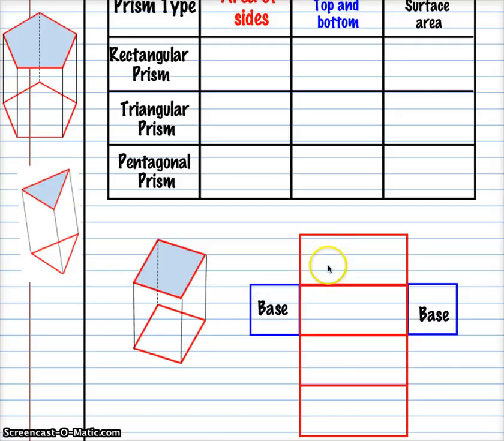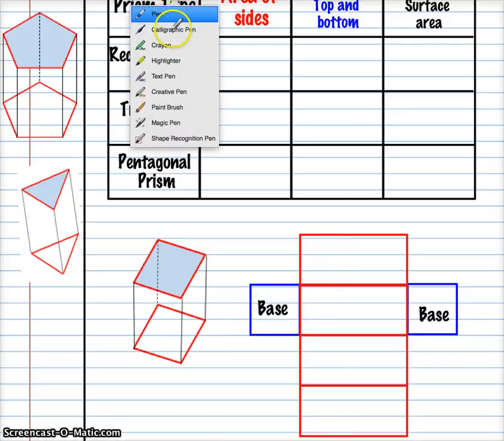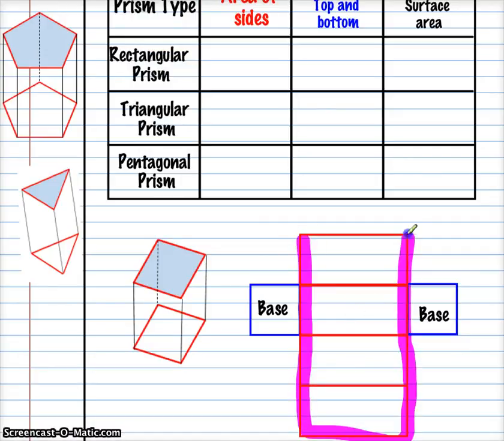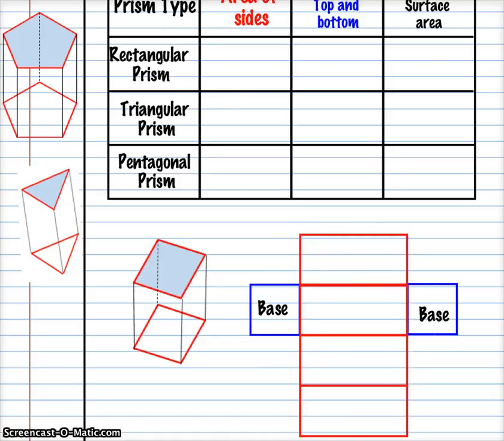Okay, and this space right here, this whole space, let's highlight it so you can see what I'm talking about. This whole space right here, this is what we call our lateral surface area. Okay, so that is our lateral surface area. I'll label that for you guys. This is our lateral surface area.